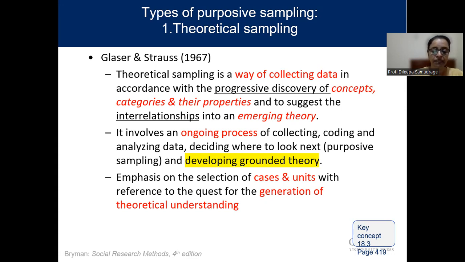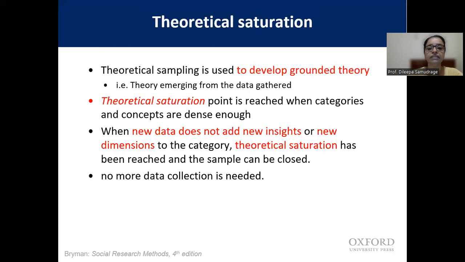On a particular theoretical idea and to move to another new idea, right? So in theoretical sampling, theoretical saturation is very important. Theoretical saturation means, as you can see in the next slide, you collect data from a particular research issue. If you cannot find a new concept, you stop collecting data. That point we call the theoretical saturation point.